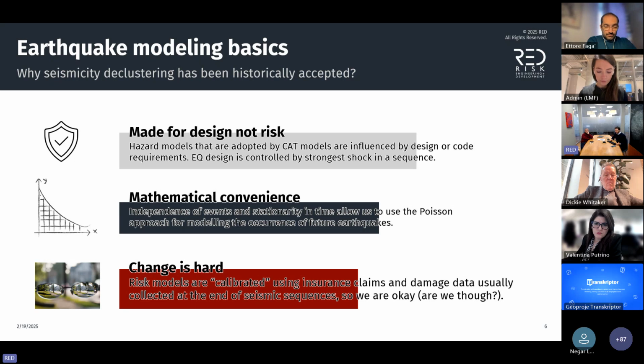And let's admit, change is hard. Entire industries revolved and evolved around CAT models for a long period of time, and it's really difficult to change the views of people, or essentially the numbers that everyone is used to seeing, right? And you often see this notion that, well, the models are calibrated anyway to damages at the end of the sequences, so we are kind of okay. Hopefully at the end of the slides, you will understand why we're not okay. And this has many, many faults. The statement is a faulty statement.